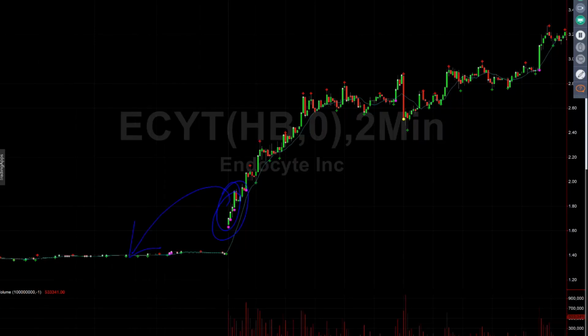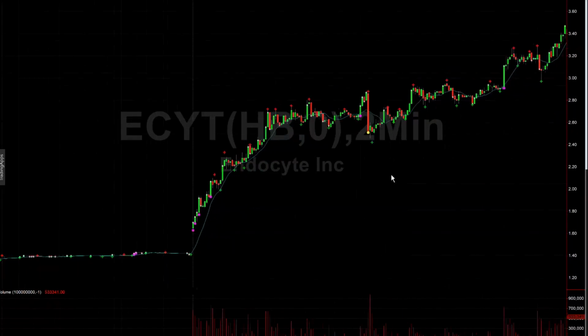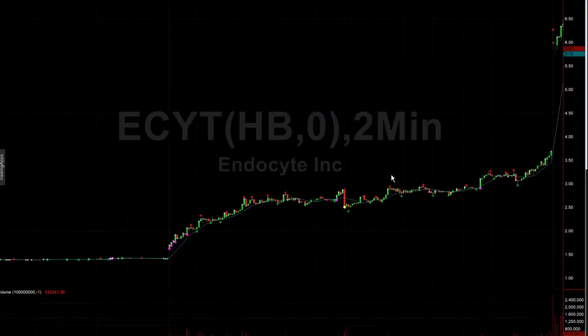And so yesterday, doing the process that I use to find the action candles in Tradestation, I found this one. At the time, it was at about $1.73, I think. By the end of the day, it went to $3.75. This morning, it actually opened at $6. Now again, I don't know anything about ECYT, Endocyte. Sounds like some kind of biotech company.